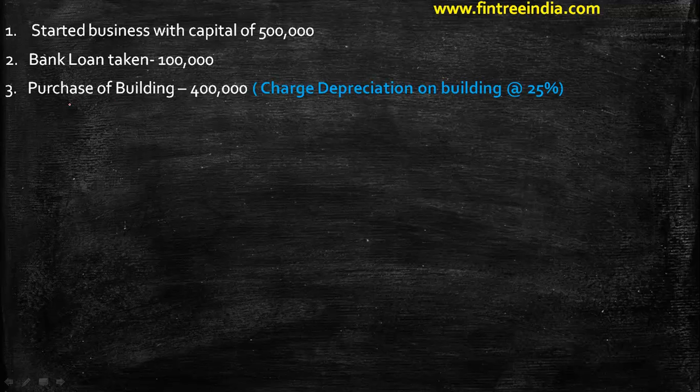So now what we've already seen is that these are the transactions that we've already seen. First transaction where we started business with capital, and we know that capital was liability, second effect to be given in cash. Bank loan, liability, second effect to be given in cash. Purchase of building, 400, it is going to be an asset, second effect is reduction of cash. What new thing that we would see here is that there would be a depreciation that needs to be charged on building, and it is to be charged at the rate of 25%.